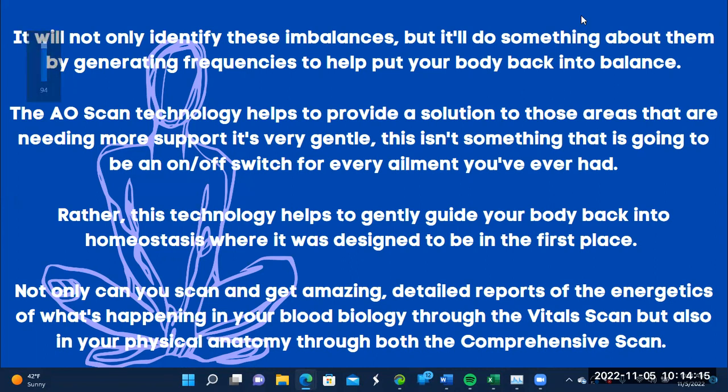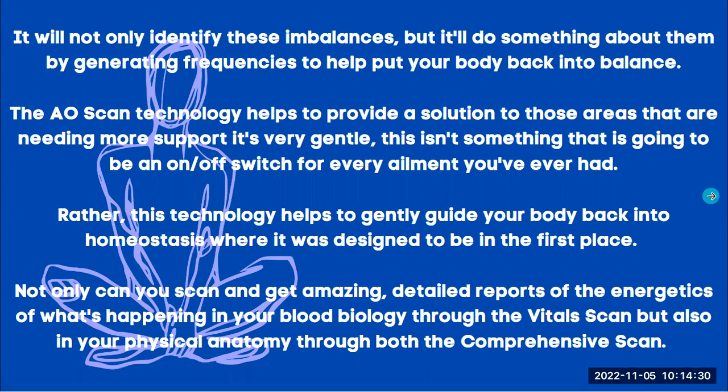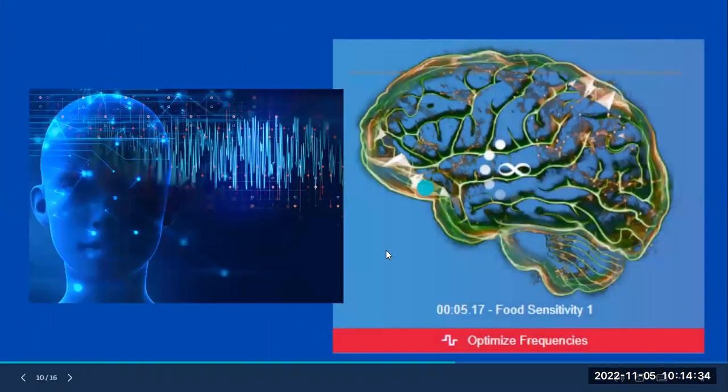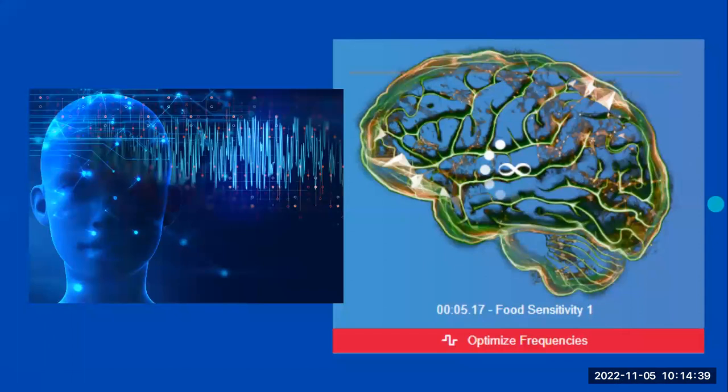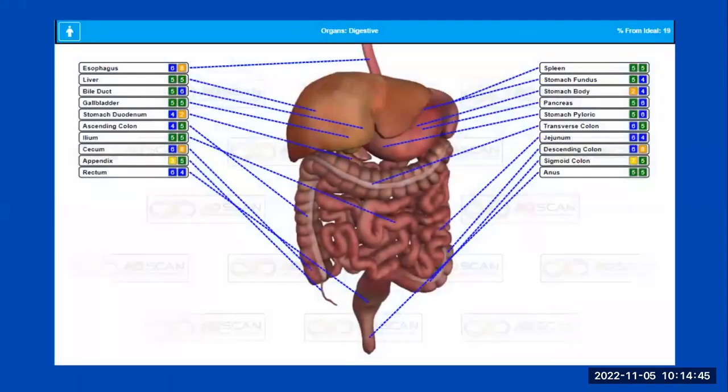Not only can you scan and optimize, you'll get amazing detailed reports of the energetics of what's happening in your blood biology through the vital scan, but also in your physical anatomy through the comprehensive scan. So I showed you the vitals, and I think the next slide is the comprehensive. So here's the optimization. I think my slides are all messed up. I'll correct it and get that sent to you in the correct form. I don't know why it's not following the path I put it on.